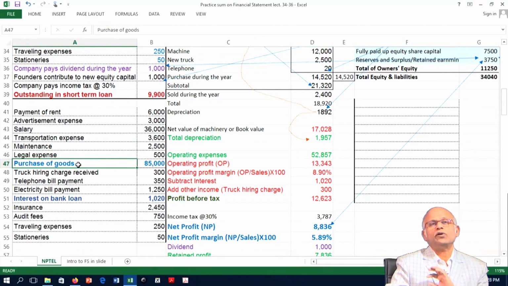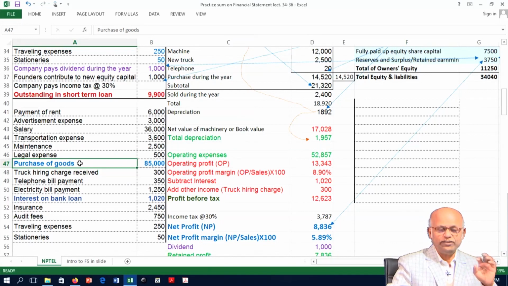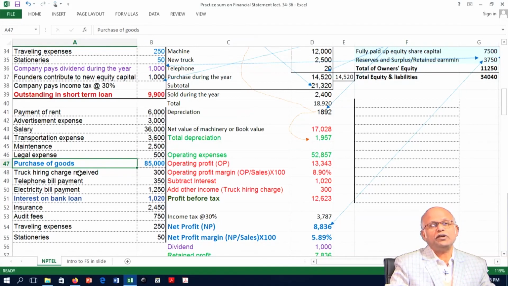Purchase of goods has already been considered, because we had to estimate goods consumed to achieve the sale of 1,50,000 rupees. So, this has already been accounted for, and is not relevant now. Truck hiring charges receipt is another income that you have made. We will add that to total income after a while, because this is not part of operating income. This is not your regular income. So, we will add that as other income later on.